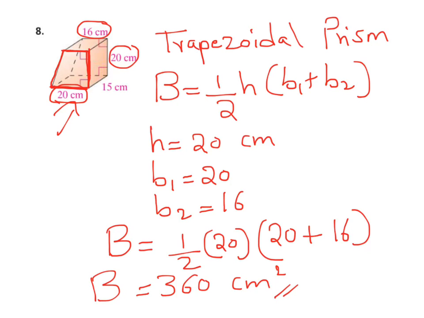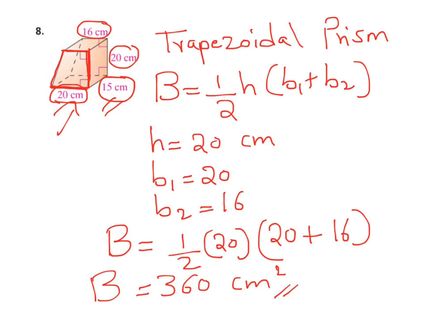What is the height of the prism? Remember, the height of the prism is the distance between the two bases, which is 15 centimeters, the distance between the two trapezoids. So the height of the prism is 15 centimeters. And what is the formula to find the volume of a prism? It is BH, where B happens to be the area of the base, which is the area of the trapezoid, which we found.